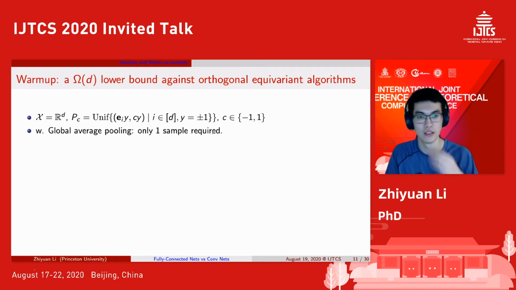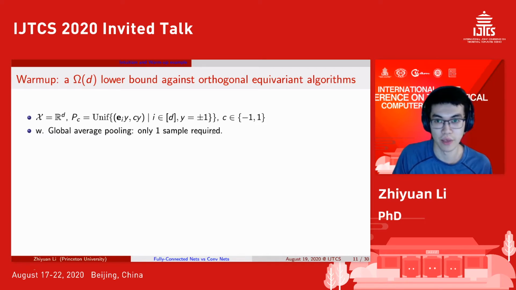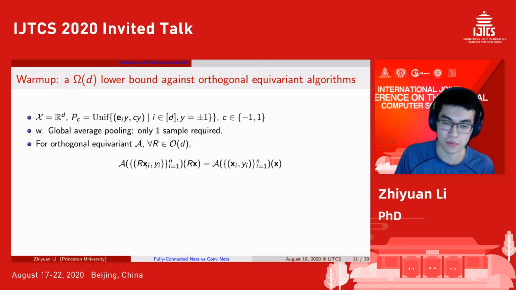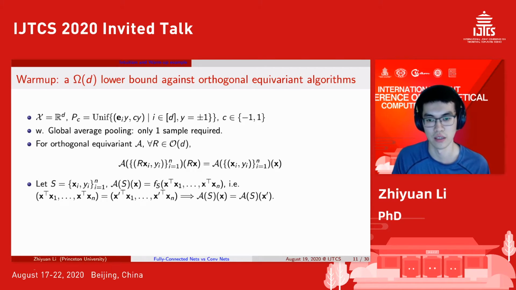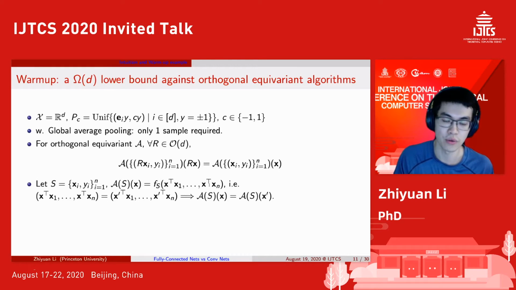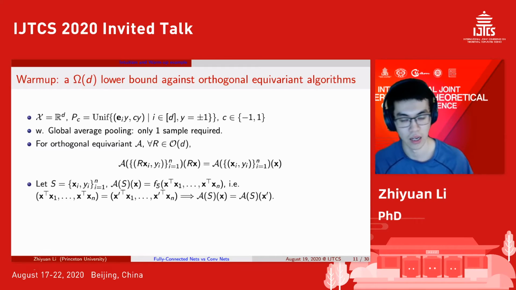However, if we don't have this global average pooling structure and our algorithm is orthogonal equivariant, which means this constraint is satisfied, then we claim that no matter what the training data set is, the function learned by algorithm A on input S must have this form: a function of the inner products between x and x_1 to x_n. So in other words, the output hypothesis can only use the inner products between the unseen sample and the samples in the training data set to decide its label. And as you can see, this is a very restricted function class.